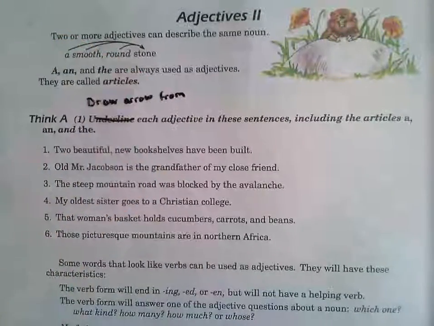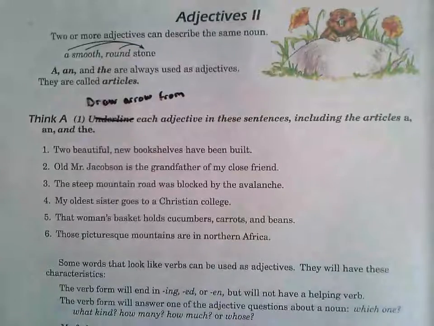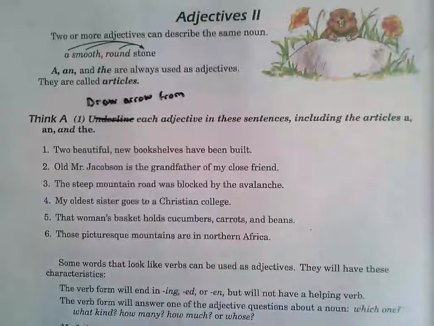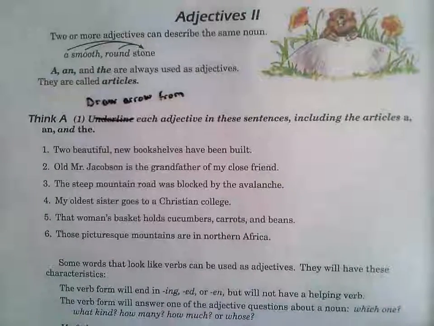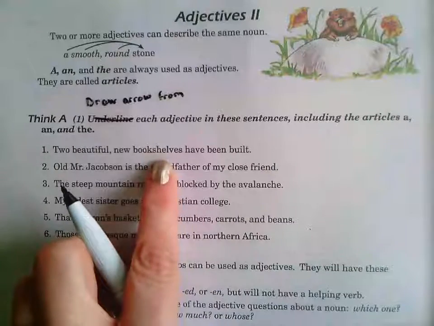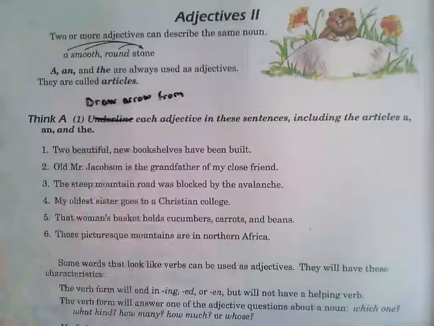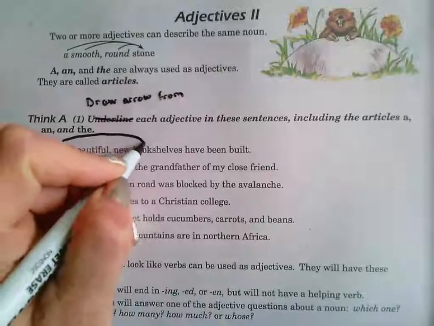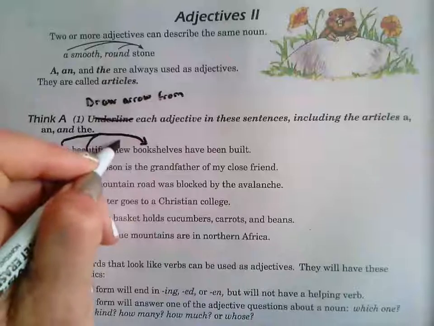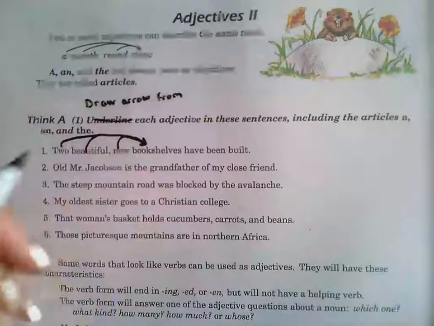You're going to draw an arrow from each adjective to the noun it's describing, including articles a, an, and the. So we're just going to do number one as an example, then I'm going to leave you on your own to do this. Two beautiful new bookshelves have been built. So we're looking for adjectives, words that are describing nouns. So let's find a noun first. Is there a noun in that sentence? Bookshelves. Okay, are there any words describing bookshelves? Two what? Oh, two bookshelves. Beautiful what? Beautiful bookshelves. New bookshelves. All three were describing bookshelves.